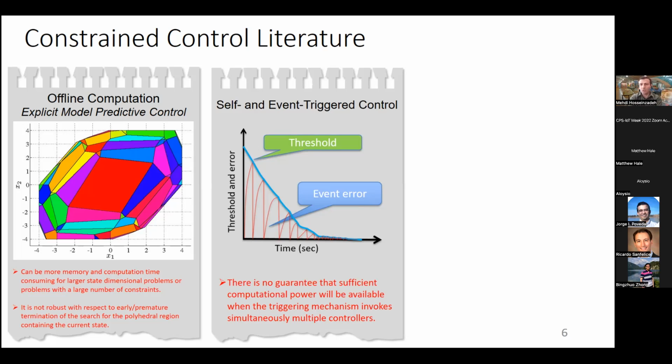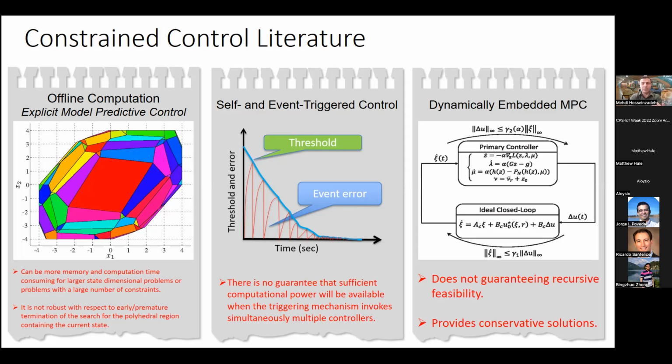And the last and the most recent attempt is dynamically embedded model predictive control. Here, we can embed the solution of a model predictive control into a virtual dynamical system, and this virtual dynamical system should be run in parallel with the system. And it has been shown that the solution of this virtual dynamical system converges to the optimal solution. But in general they don't guarantee recursive feasibility, and since they have employed some conservative tools, the resulting solution is in general conservative. There are other attempts as well, like anytime model predictive control and other schemes, but as far as I know, they don't guarantee recursive feasibility.